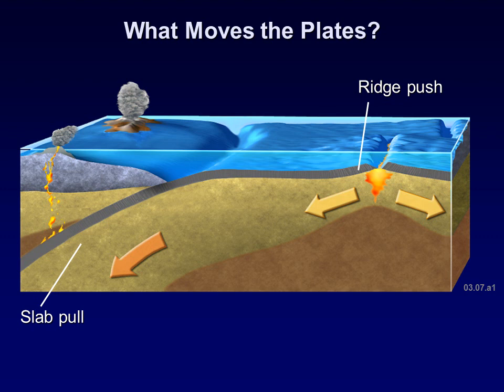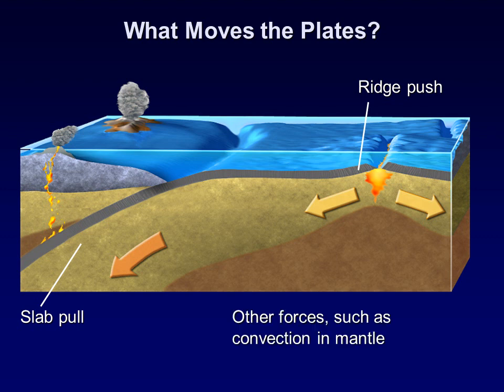The next is ridge push. So the hot material at the center of a mid-ocean ridge breaks its way up to the surface and pushes the rest of the rocks out of the way. More hot material moves up, pushes the rest out of the way. That's ridge push. So ridge push is the force at a divergent boundary pushing things apart, and slab pull is the force at a subduction zone at a convergent boundary that's dragging the rest of the plate with it. So again, convection in the mantle is the overriding force here, but that contributes to slab pull and ridge push.